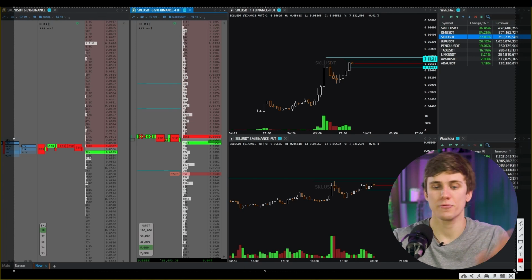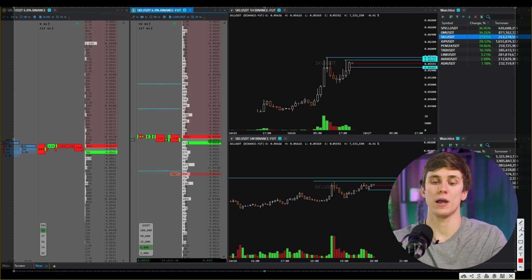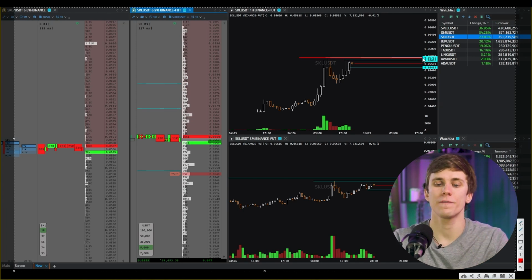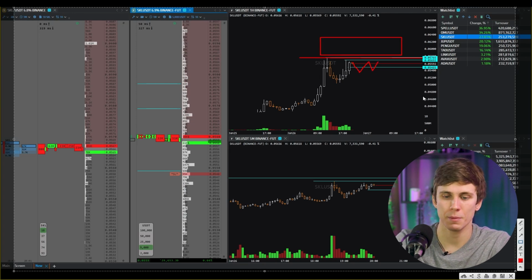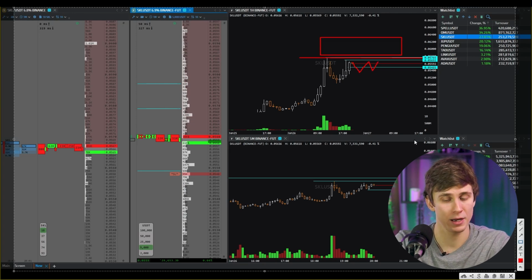Now let's get into practice. Let me walk you through a real example. Here is a chart of SKL USDT. Notice the horizontal level. The price has been consolidating below it, building up liquidity. Many traders believe in a pullback.